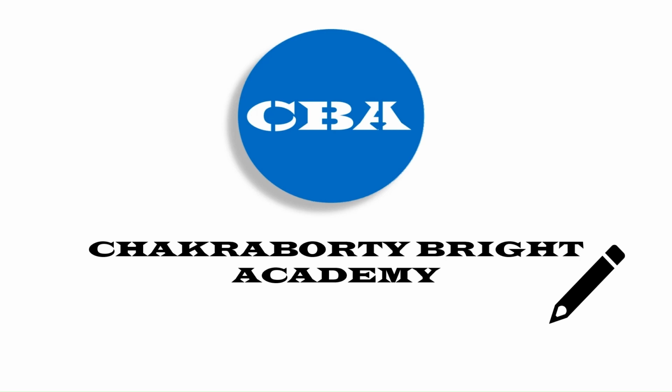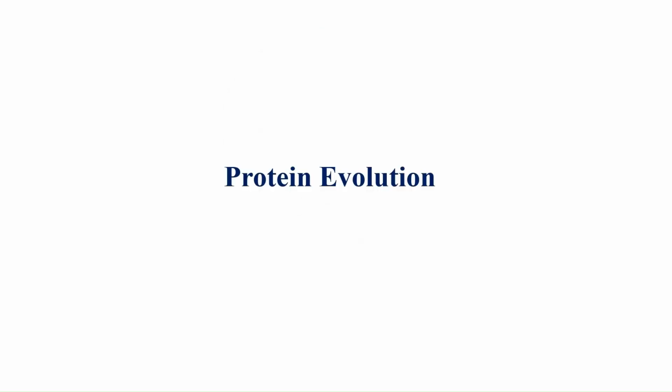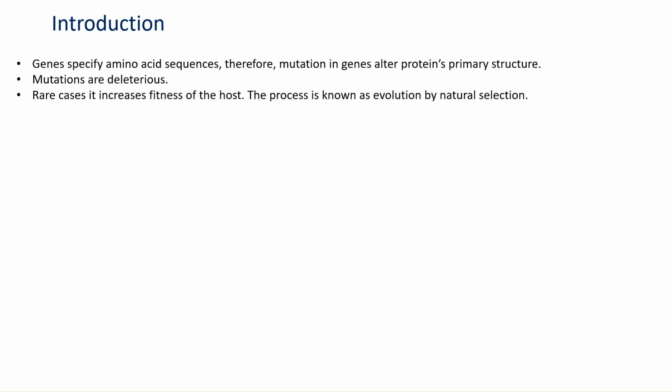Hello friends, today we are going to study about protein evolution. The amino acid sequences are specified by the genes, therefore mutation in genes will alter the protein's primary structure. And once the primary structure gets altered, it will affect its 3D structure and eventually it will affect its function.